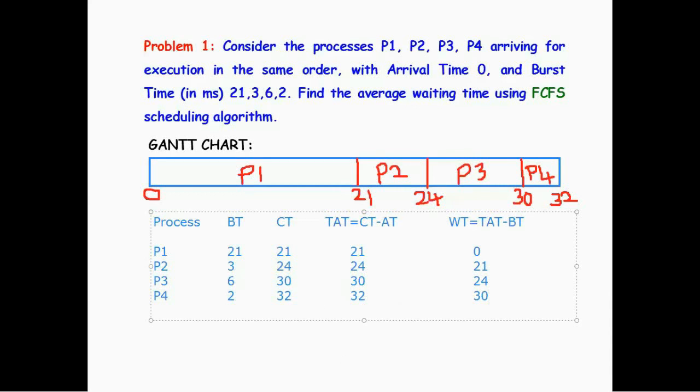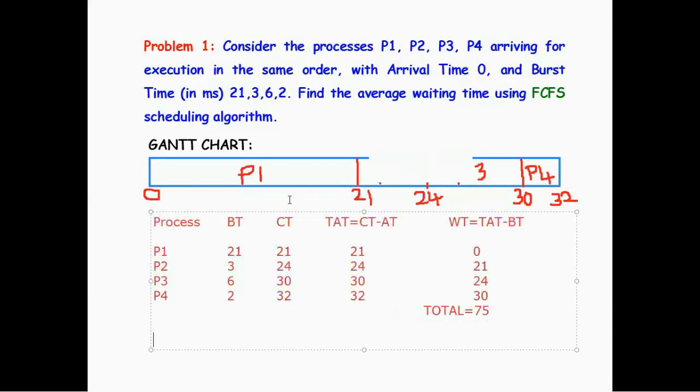So the total will be 30 plus 24 is 54. 54 plus 21 is 75. So total will be 75. Now we need to find the average waiting time.